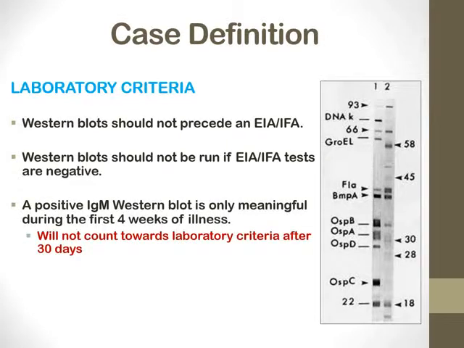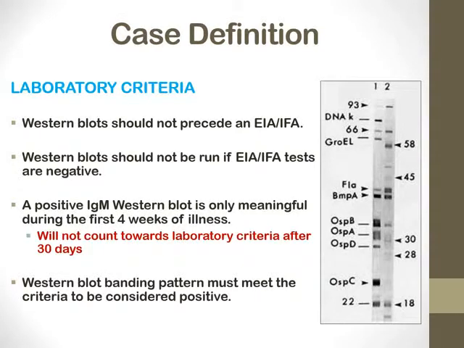Detection of IgM antibodies is helpful for identifying patients during the first few weeks of infection. It is important to reiterate that a positive IgM Western blot is only useful for surveillance within 30 days of illness onset. Otherwise, even if it is positive, it will not fulfill the laboratory criteria of the surveillance case definition.